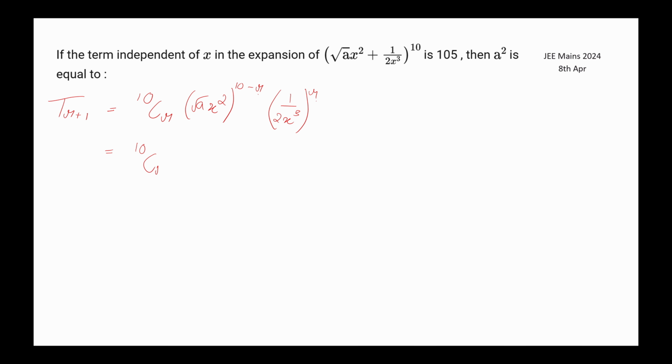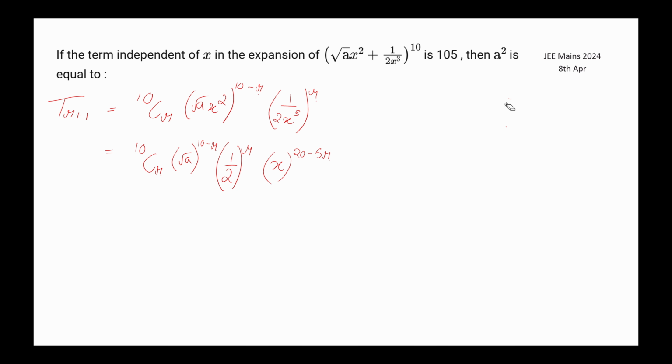So we would get 10Cr, root a to the power 10 minus r and 1 by 2 to the power r. And what is the power of x going to be? It is going to be 20 minus 2r here, and it would become minus 3r here. So we would have 20 minus 2r minus 3r. So this would become 20 minus 5r basically. So here we would have 20 minus 5r as the power of x.